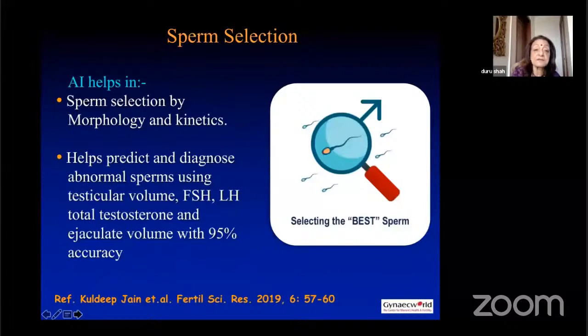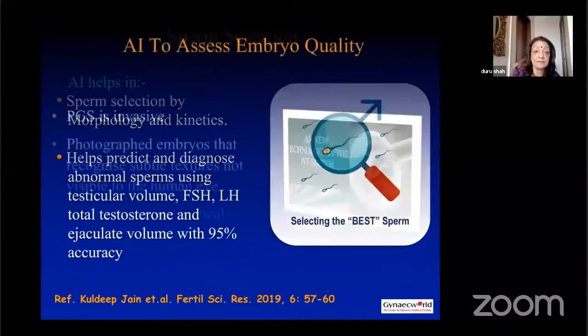AI also helps in sperm selection by morphology and kinetics. It helps to determine the morphology and also how it's moving. It helps to diagnose abnormal sperms and also helps to assess the quality of the sperm based on other factors like testicular volume, FSH, LH, total testosterone, and the ejaculate volume with almost a 95% accuracy.